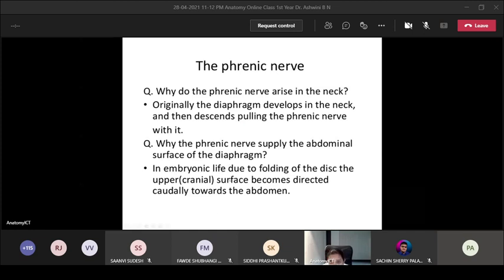Then why does the phrenic nerve supply the abdominal surface of the diaphragm? Okay, it passes through the thorax, so it should supply from the upper surface. No, it is going to supply the inferior surface, that is the abdominal surface of the diaphragm. It is because of folding during development, as we have already studied about the germinal disc and folding of the disc and all.